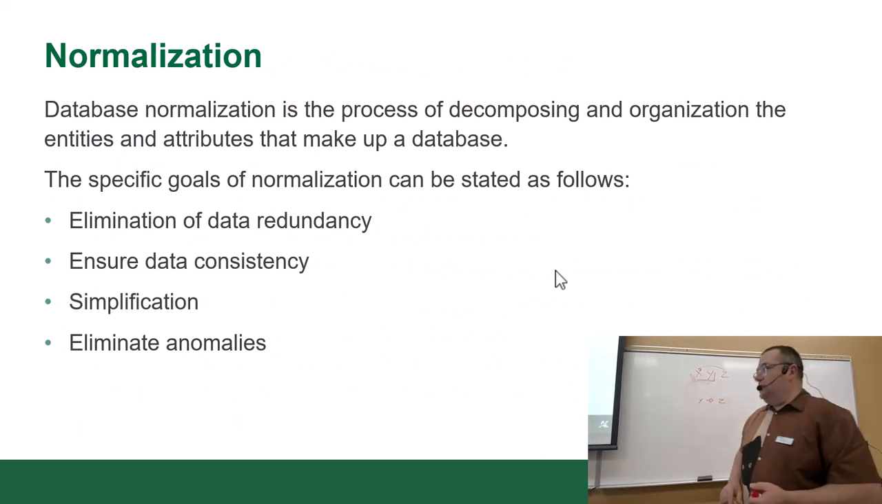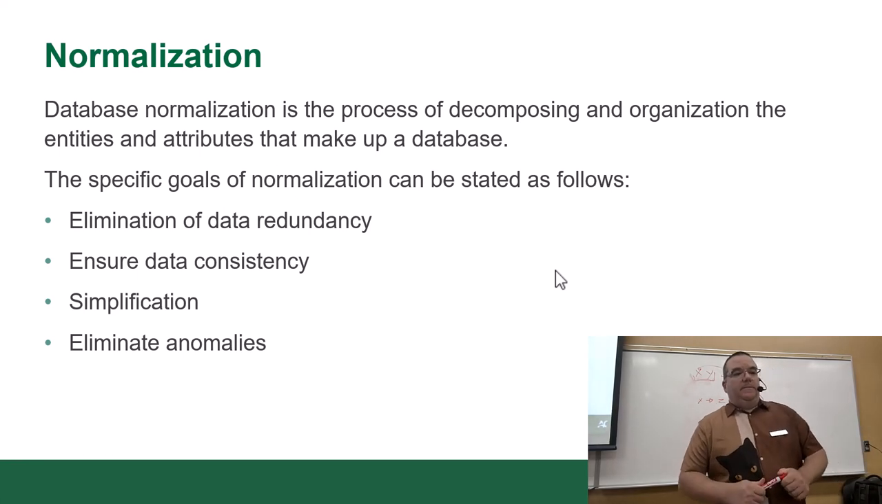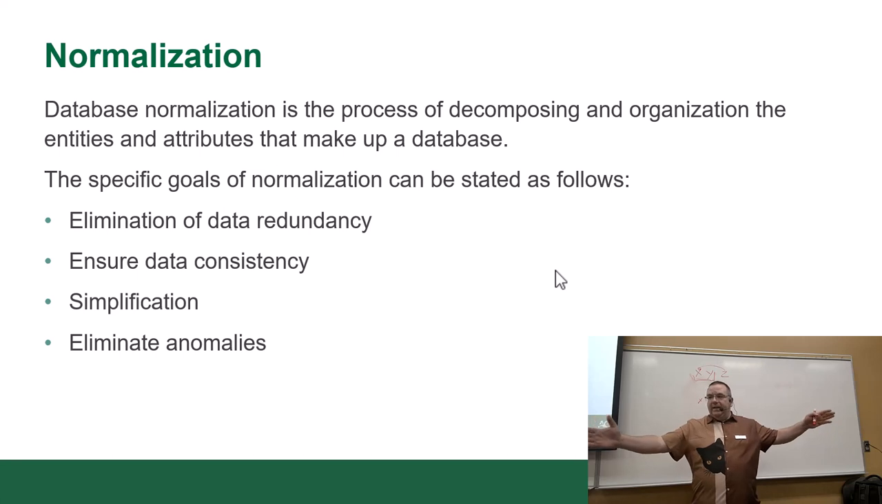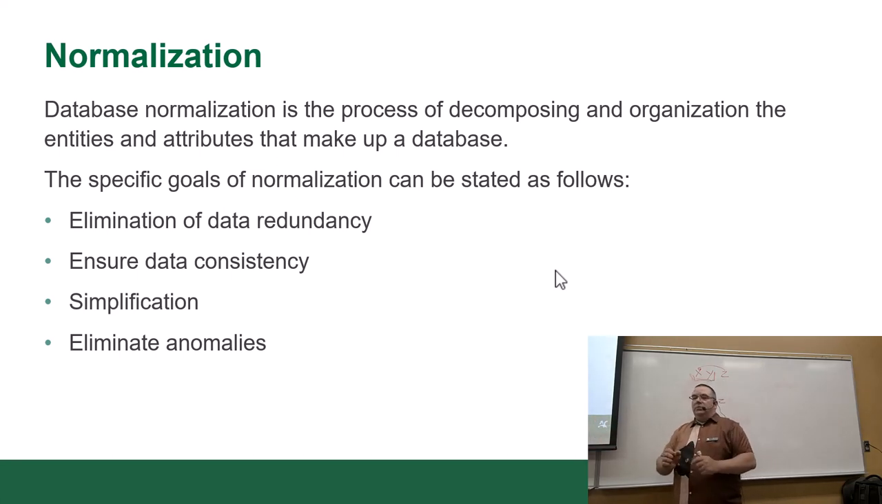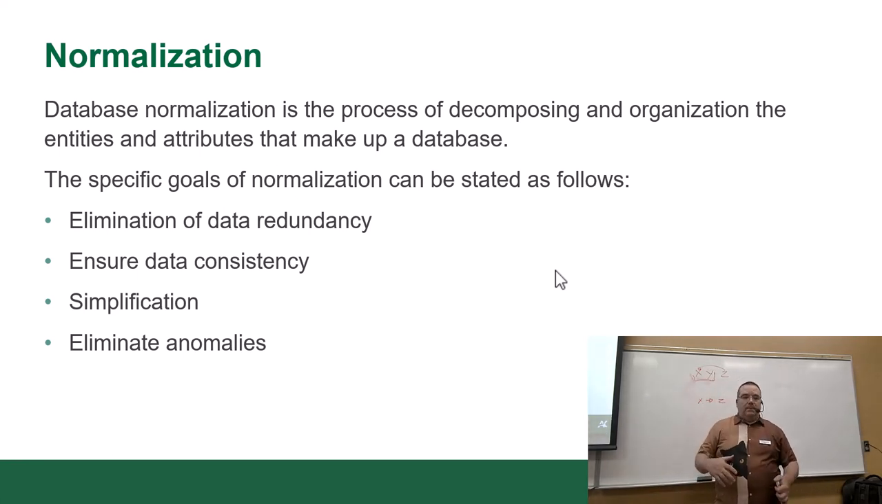Okay. So what is normalization? Database normalization is the process of decomposing and organizing entities and attributes that make up a database. So we're going to take complex structures of data and break them down into smaller pieces that are easier to manage. We want to eliminate redundancy. We want to ensure consistency. We want to simplify, and we want to eliminate anomalies. I will be talking about anomalies momentarily.